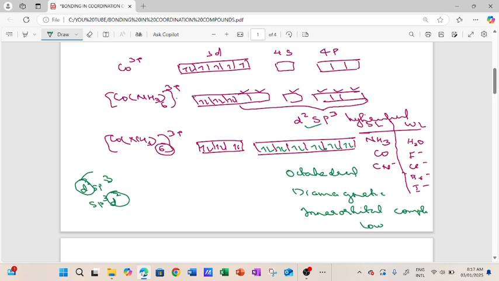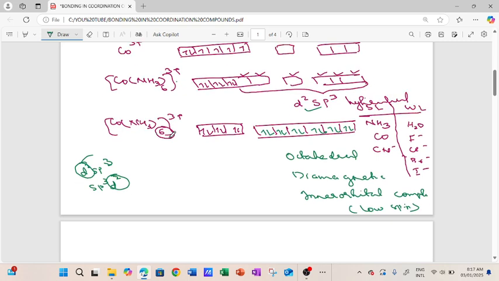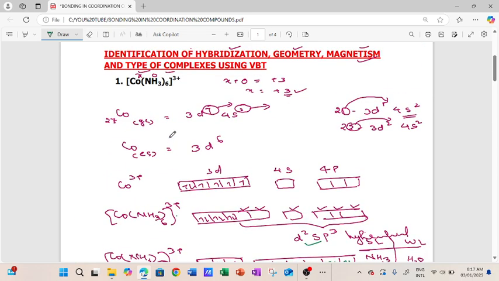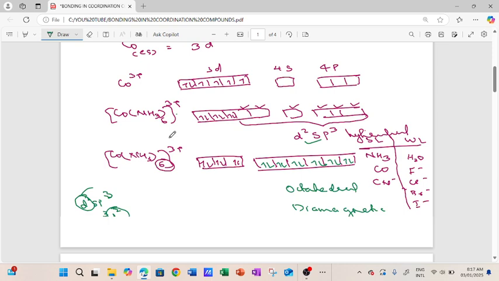Low spin complexes are usually formed in a coordination compound in which there is a strong ligand. Because of the presence of a strong ligand, electrons are being paired, so that inner d orbitals will be vacant. So low spin complexes generally occur in a coordination compound with a strong ligand. If it is sp3d2, then you have to write outer d orbital or outer orbital complex or high spin complex. So this is the hybridization in [Co(NH3)6]3+.